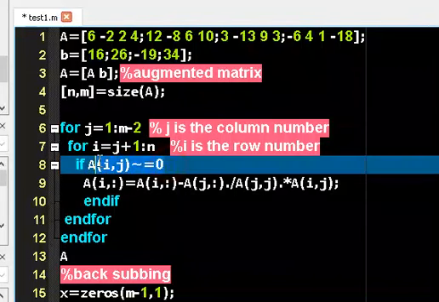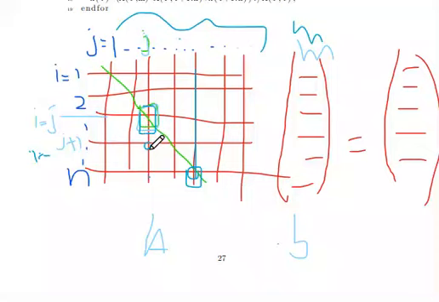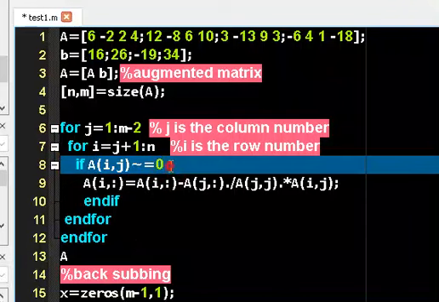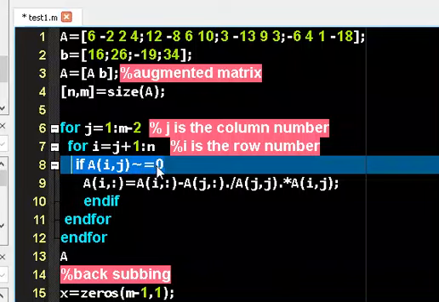If one of the elements under this diagonal element is equal to 0, then we don't need to remove this one, because it is already 0. So if this is not equal to 0, we have to remove that one. That's why you use this conditional statement. If that element is not equal to 0, then we have to remove that non-zero element, right?